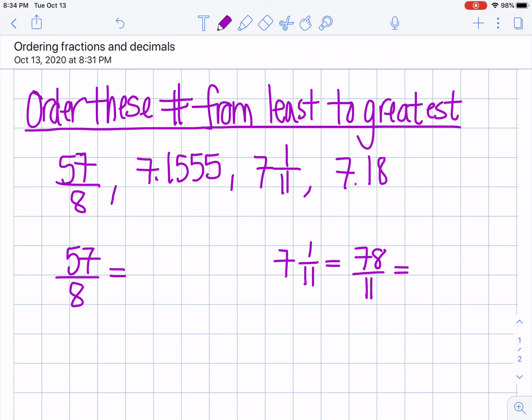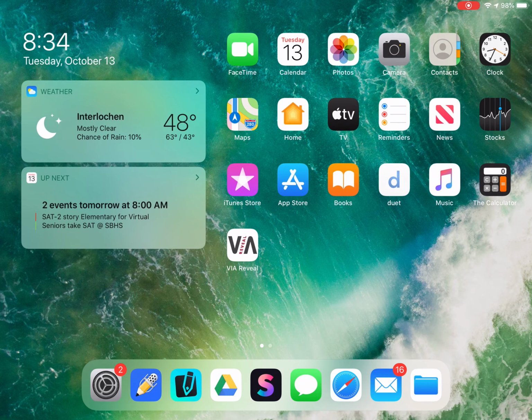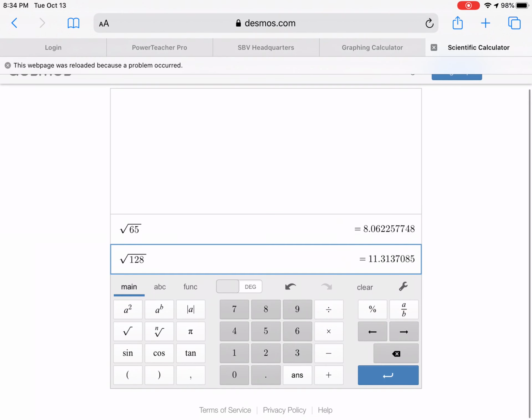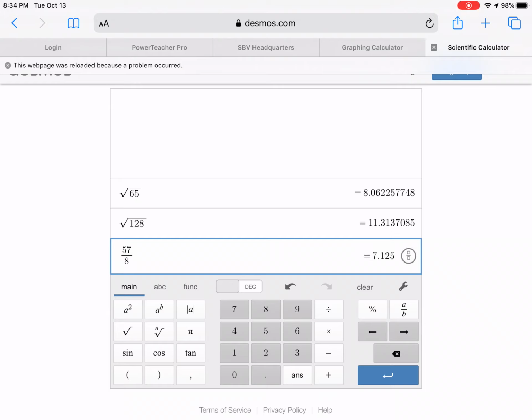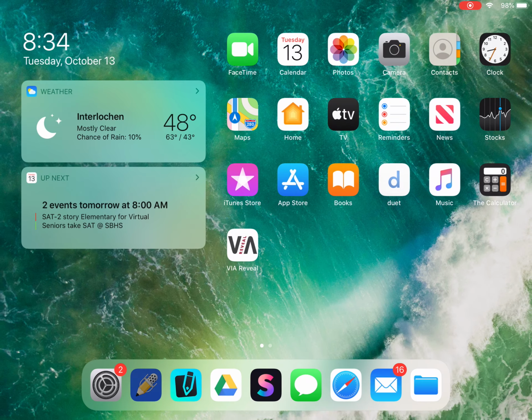So I'm going to pull up my calculator so I can change these. I like to use the Desmos Scientific calculator right here. So I'm going to type in my fractions. I have 57 divided by 8, and it tells me that it's 7.125. And so I'm going to put that down here.